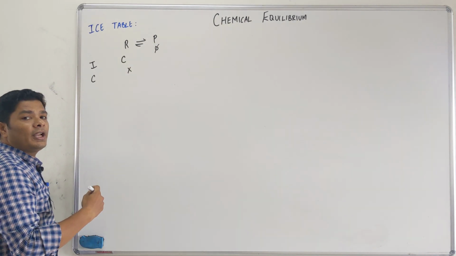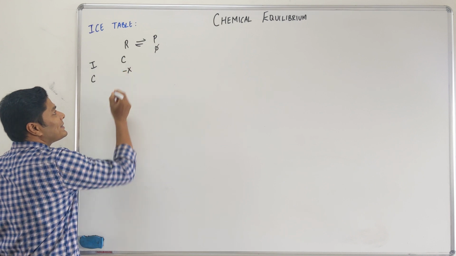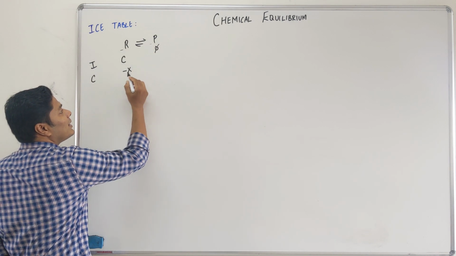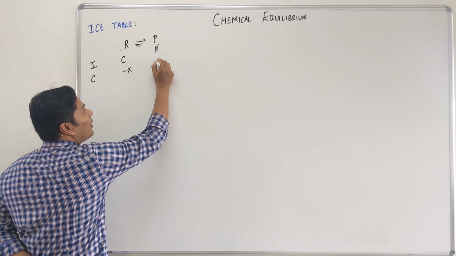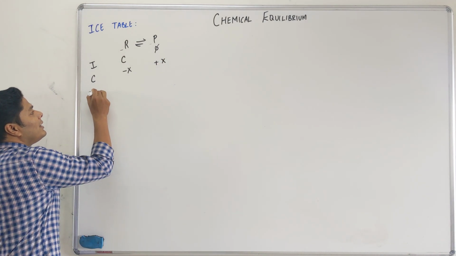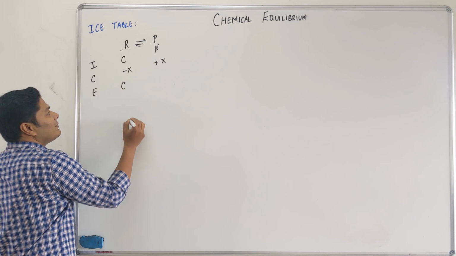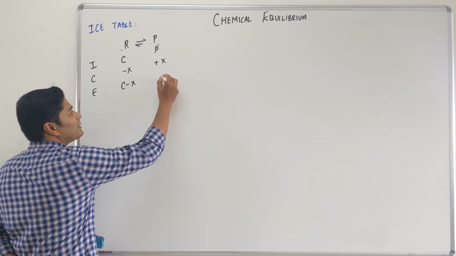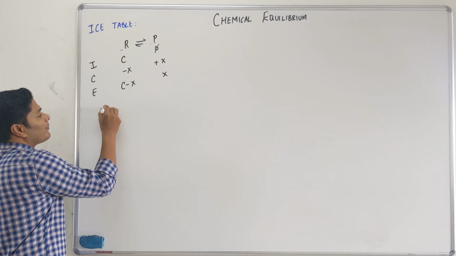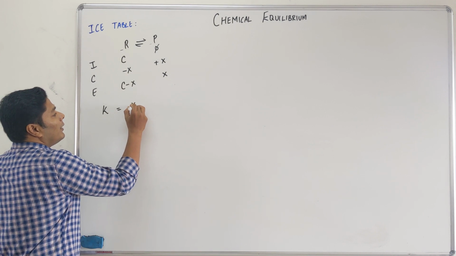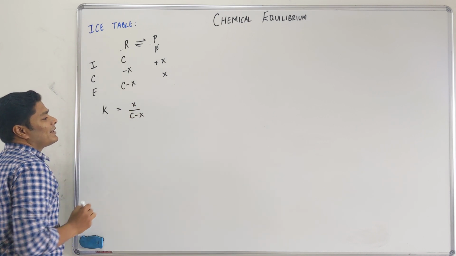Because my reactant is going to get used up, I am going to put it as minus X. 1 mole of reactant gives you 1 mole of product. So minus X reacts, plus X forms. Meaning X reacts, X forms. At equilibrium, I started with C, I ended up with C minus X. X is used up. This is X. So, my K is going to be X by C minus X.